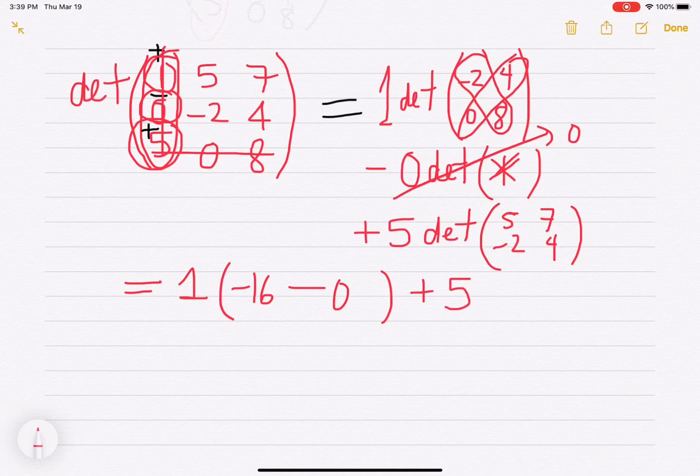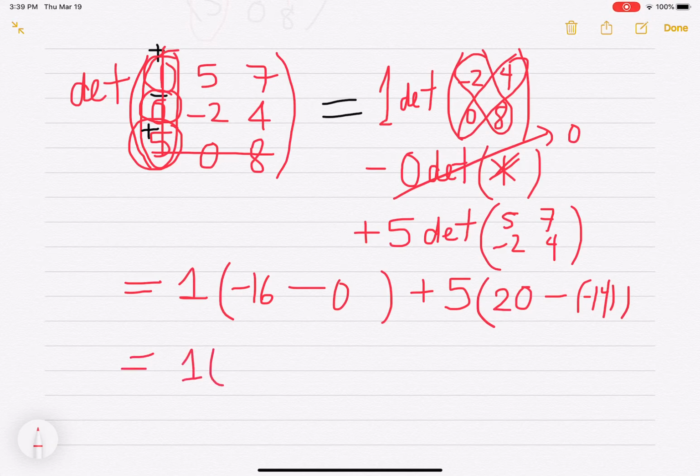So now we have one more thing left. We're going to write down our 5 plus 5 and calculate the determinant of this submatrix, 5, 7, negative 2, 4. We multiply down the descending diagonal, 5 times 4 is 20. Minus, then we multiply up the ascending diagonal, negative 2 times 7 is negative 14. And we just simplify this.